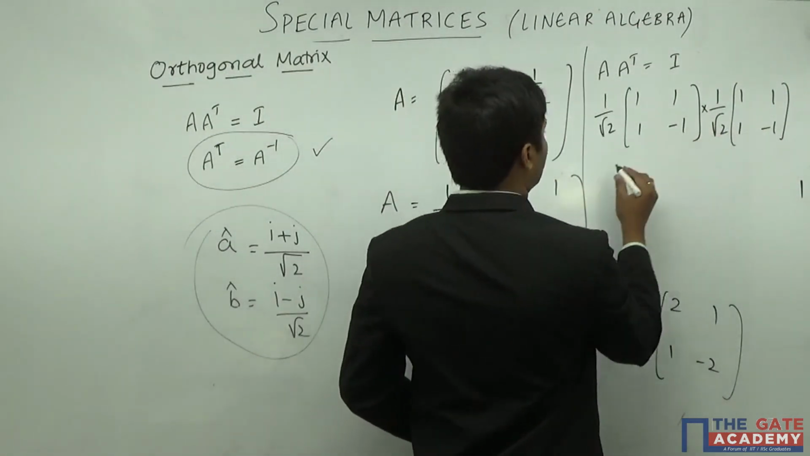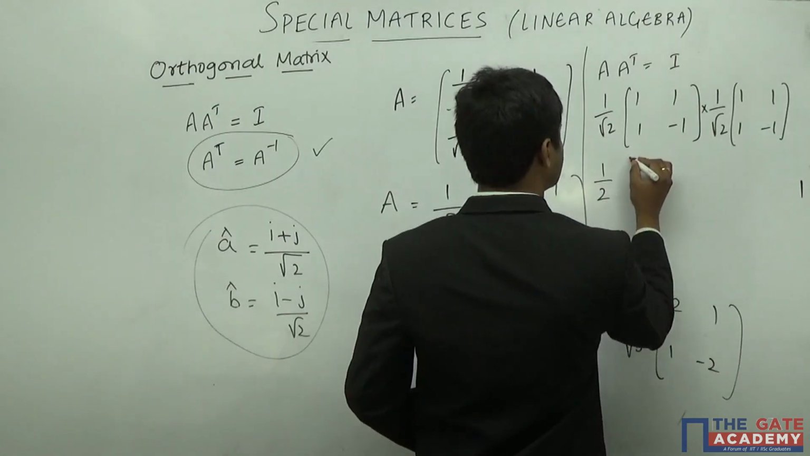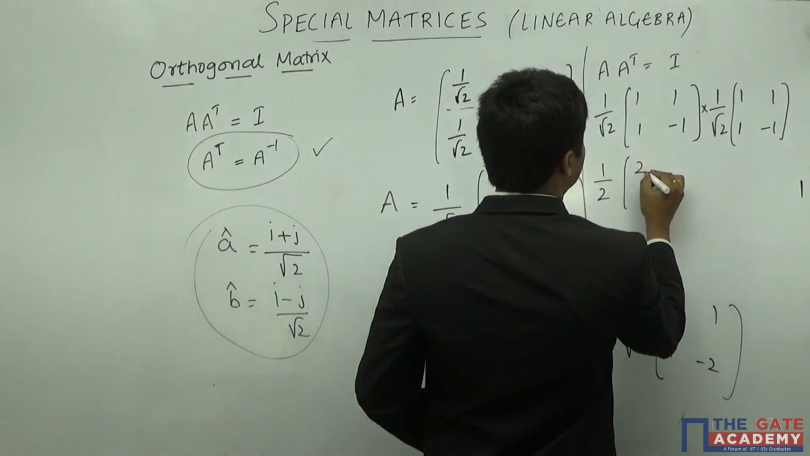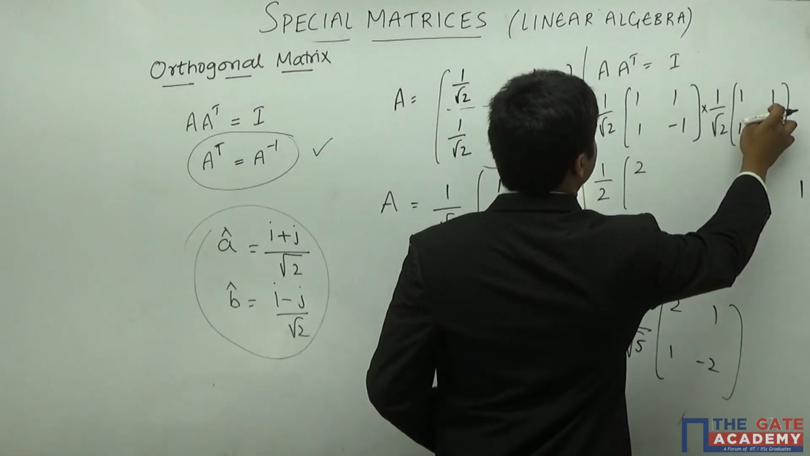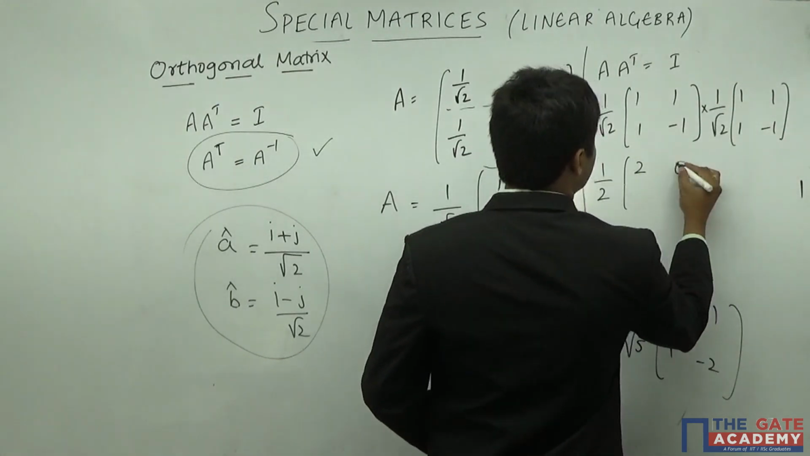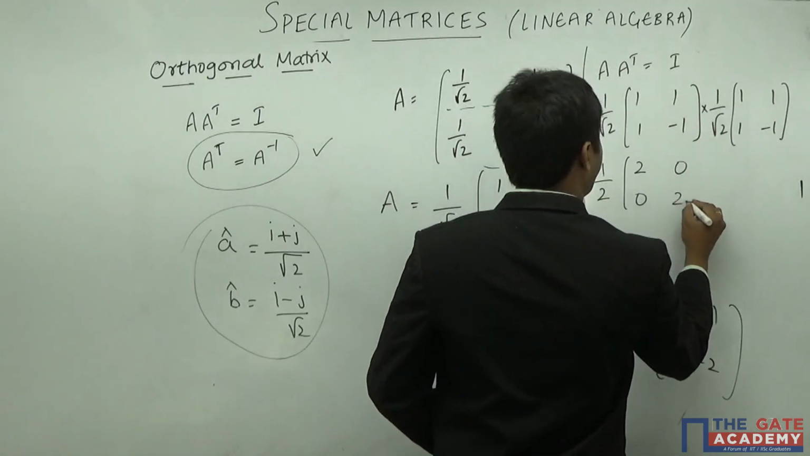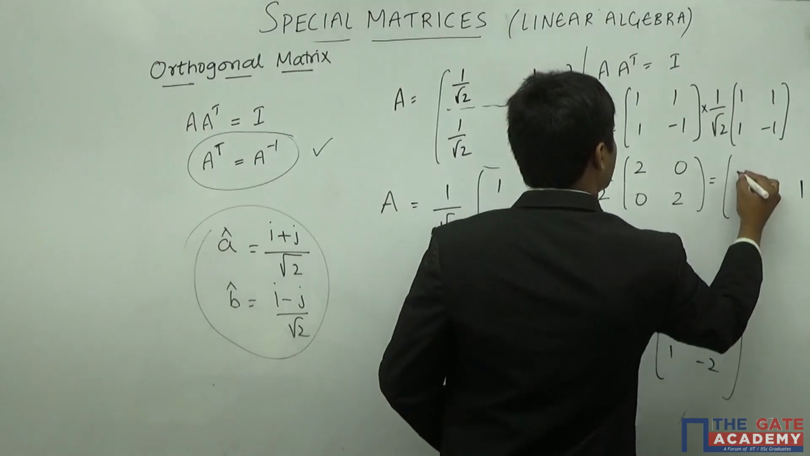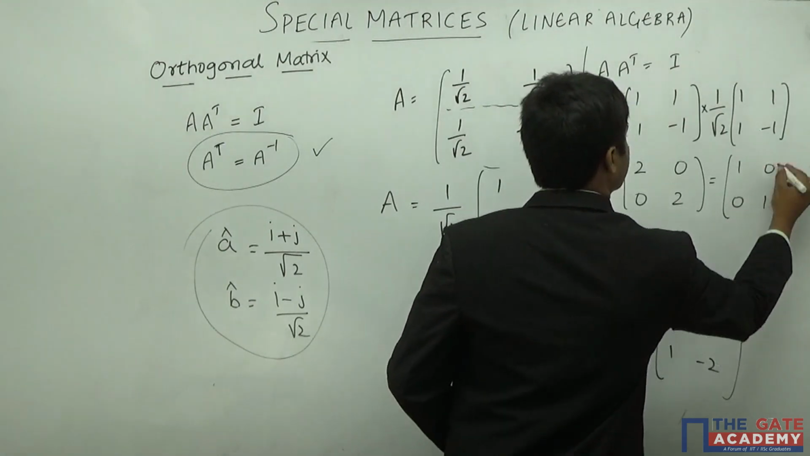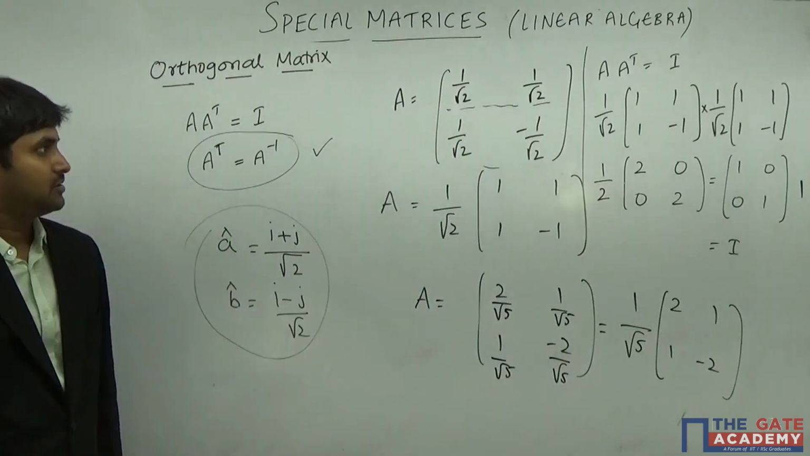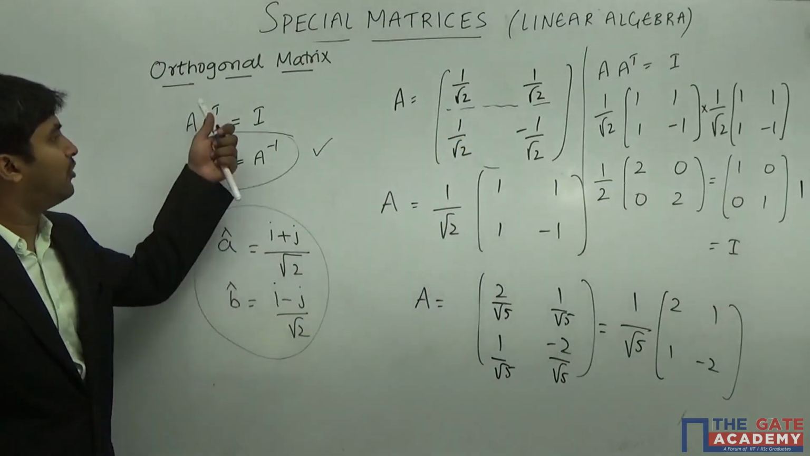So 1 by root 2, 1 by root 2 is nothing but 1 by 2. So 1, 1, 1, 1. It is going to be 2 here. 1 into 1 is going to be 1, minus 1, 0, 0 and 2, which is equal to 1, 0, 0, 1. So it is going to satisfy the condition of an orthogonal matrix.